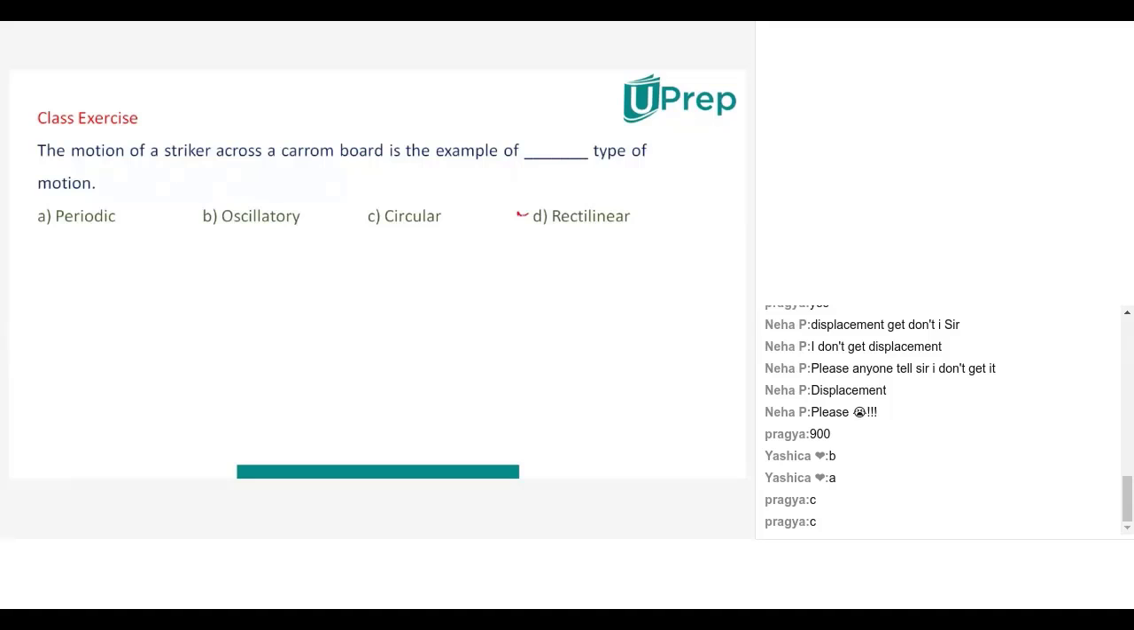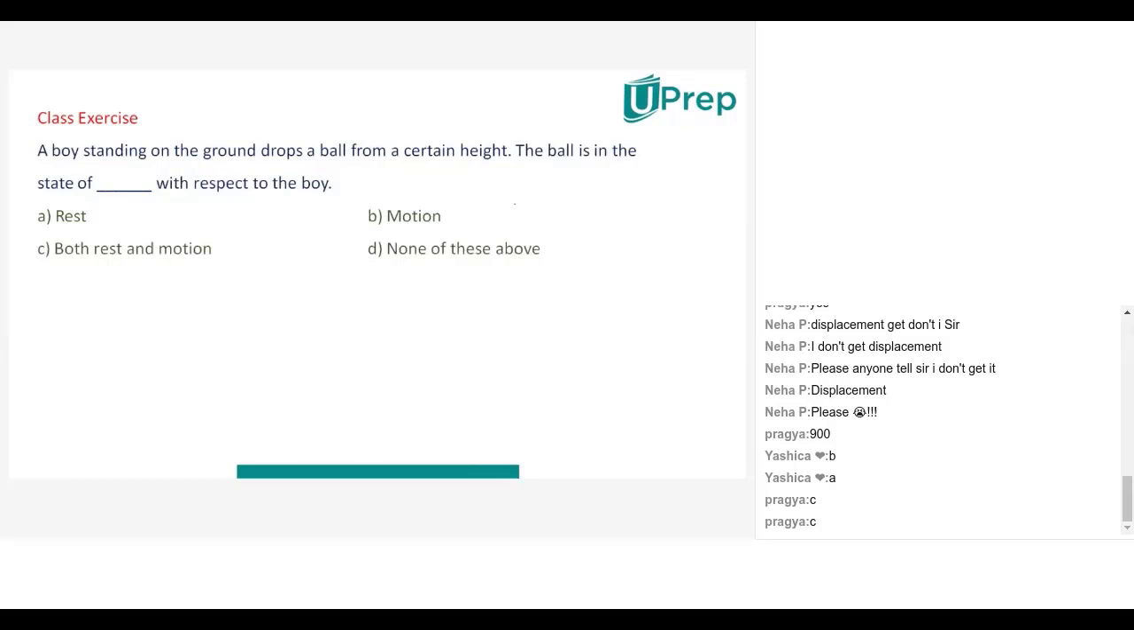The motion of a striker across a carom board is an example of rectilinear. Very good, rectilinear motion, that is translatory motion. A boy standing on the ground drops a ball from a certain height. The ball is in a state of dash with respect to the ball. Motion. Which type of motion? Sir, I think motion only, and translatory motion or linear motion.